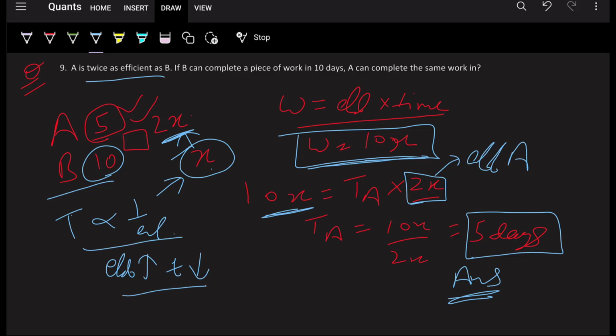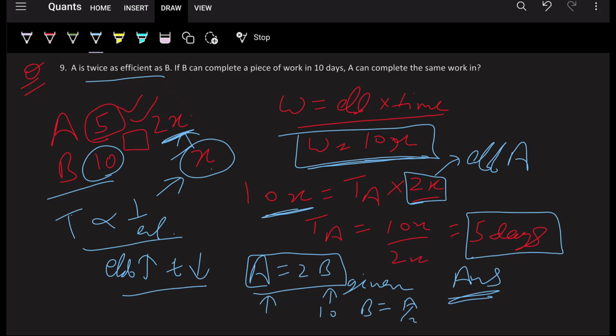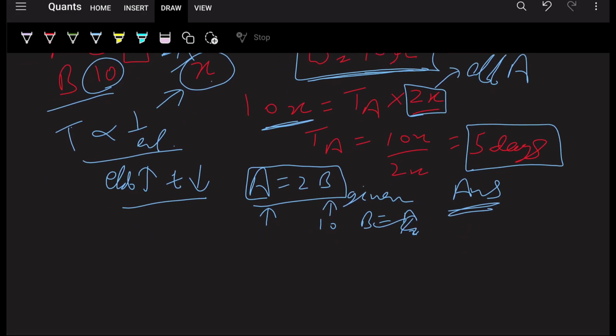Since it is given that A is twice as efficient as B, that means efficiency of A is twice the efficiency of B. So if B takes 10 days, A will take less days. If A is more efficient, then A will take less time. Twice as efficient as B means he will take half the days as B.